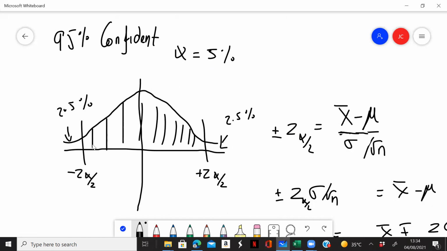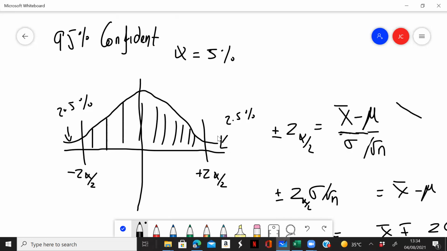Beyond this number is uncovered. Beyond this number is uncovered. But from minus Z alpha on 2 to plus Z alpha on 2, you are covered, which means your sample is representing 95% of the population. That is important to keep in mind.